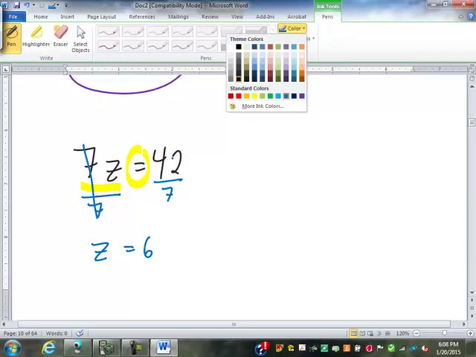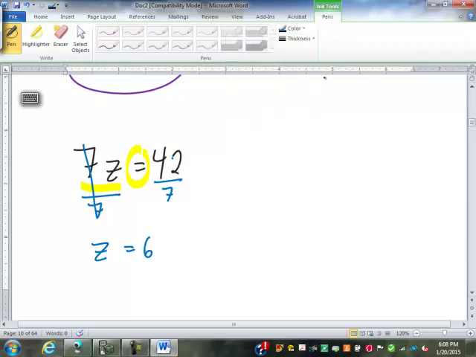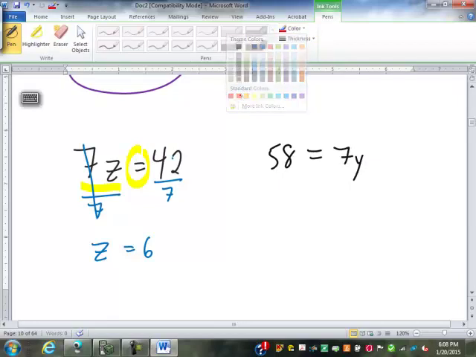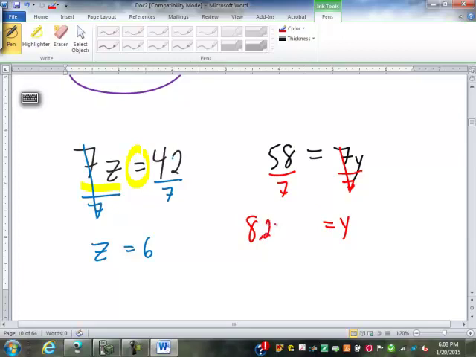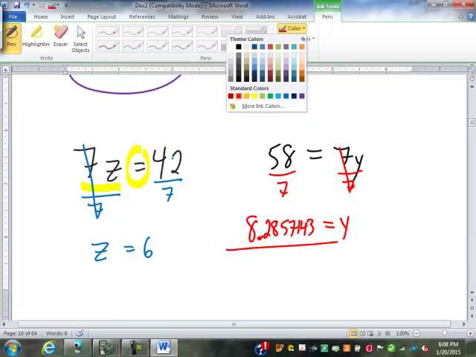Now, these are not always going to come out so nice and pretty. I'm using examples that have integer answers just to make it easier on myself in class. But we may have something like 58 equals 7y. What are we going to do to solve that? Divide by 7, giving us y here. We have to divide over here. 58 divided by 7 is approximately 8.2857143. So be prepared. You will get decimals or possibly fractions. Don't worry, it's not contagious.